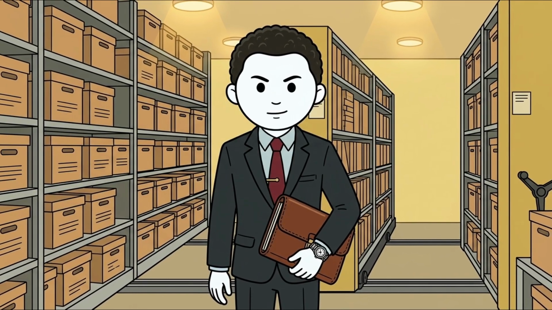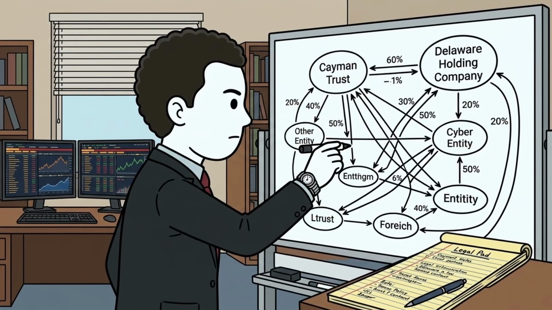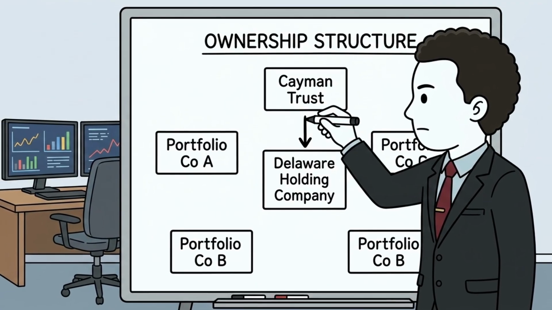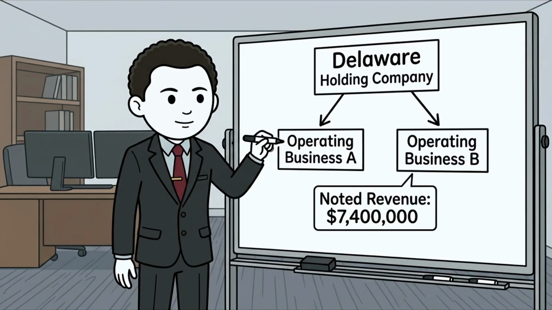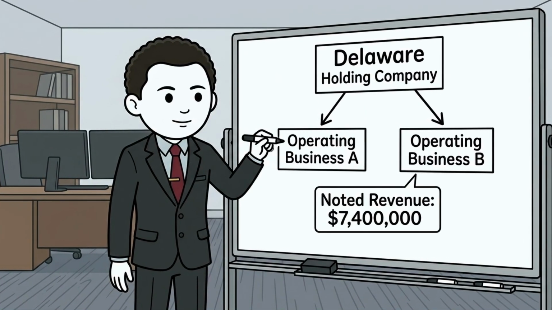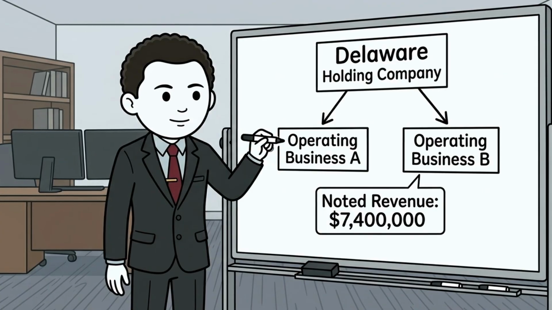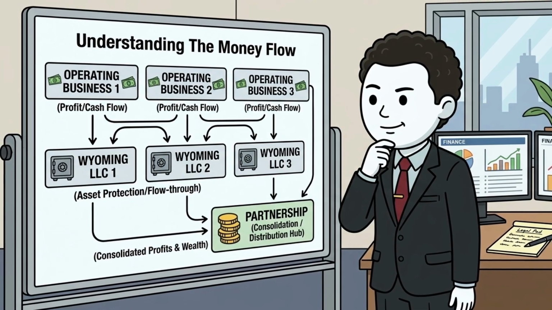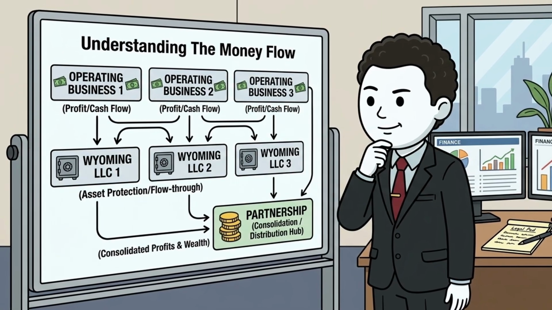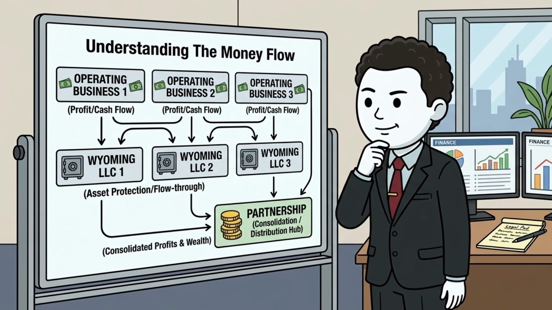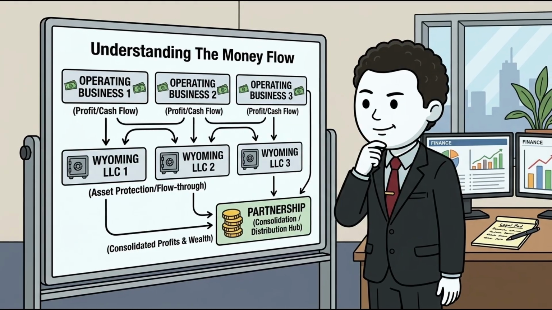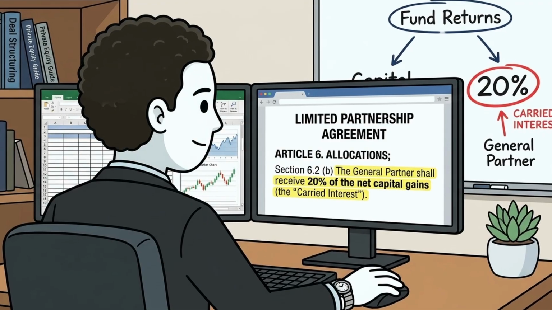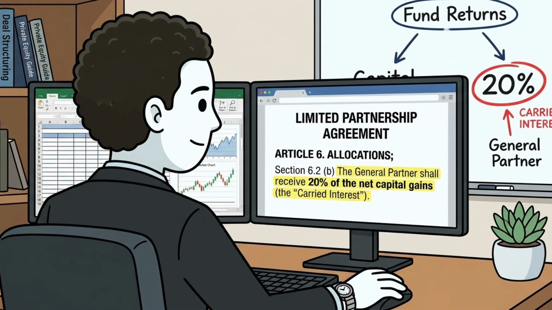You have 60 hours. You spend the first 12 reconstructing the ownership chain. The Cayman Trust holds a beneficial interest in the Delaware holding company. The Delaware company holds a majority stake in 2 operating businesses that generated a combined $7,400,000 in revenue last year. The distributions from those businesses flow through the Wyoming LLCs, which are disregarded entities for federal tax purposes, into the partnership, which allocates income to the primary partner at a preferential rate established in the partnership agreement as carried interest.